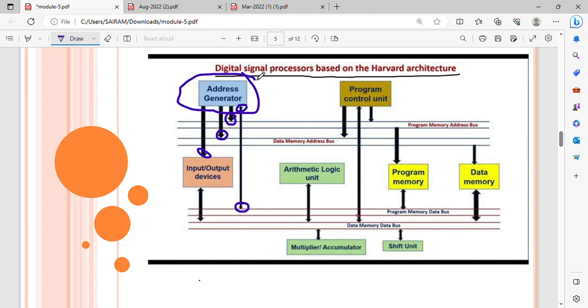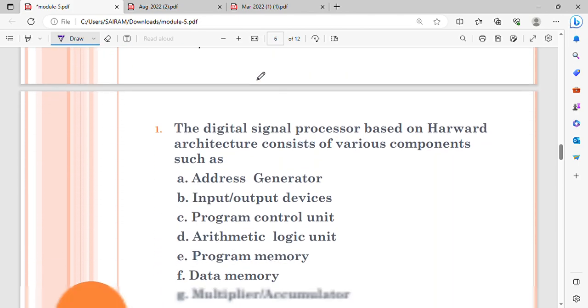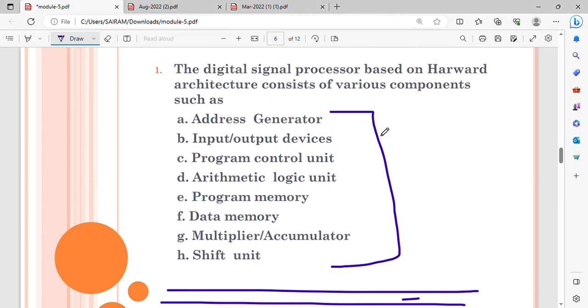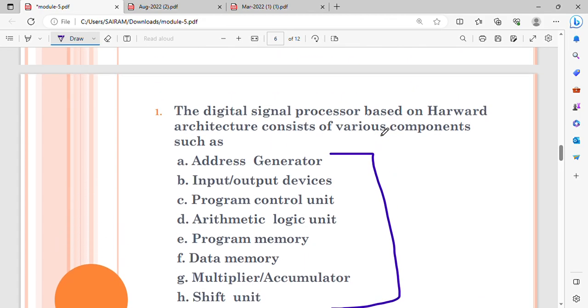So in this diagram, it consists of components such as the following, and you list these components. Not only do you list these components, you also give details about them. So you are going to write: the digital signal processor diagram based upon the Harvard architecture, and this diagram comprises various components such as the address generator. After writing that, you write what an address generator is.